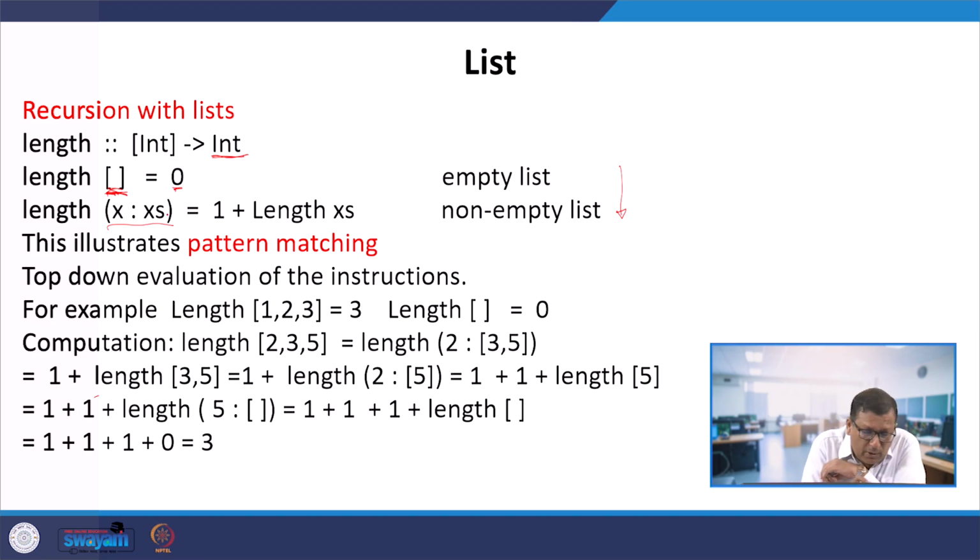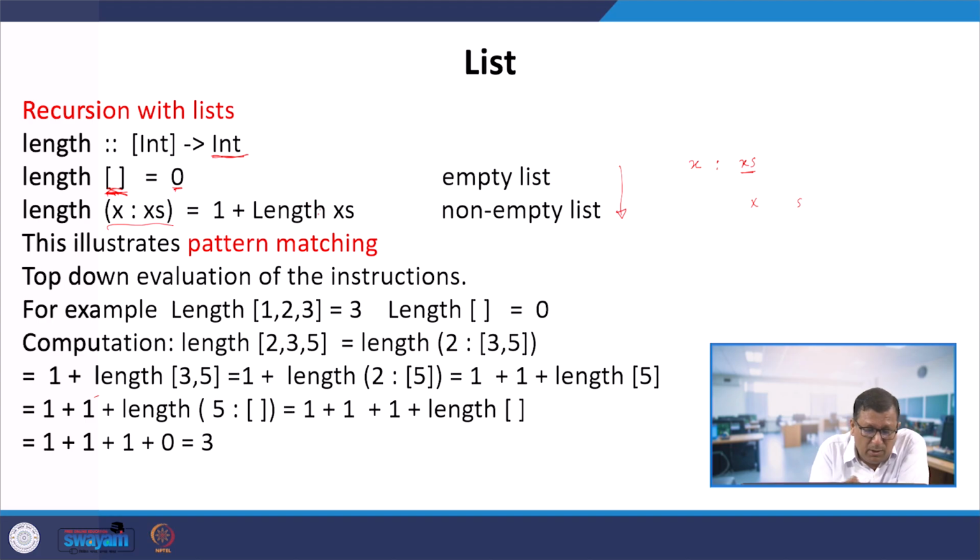If it is non-empty, it can always be broken up into head and tail. So it is written as x colon xs. That is the convention: write x colon xs. Xs you can read as the rest of the list. So we got xs, and then we recursively compute 1 plus length of xs.